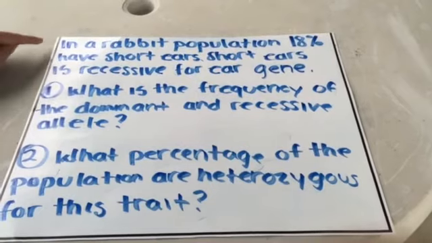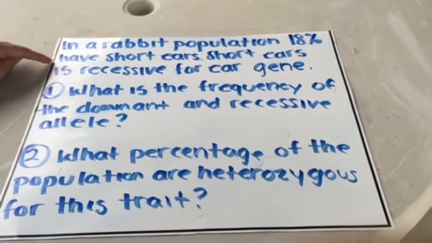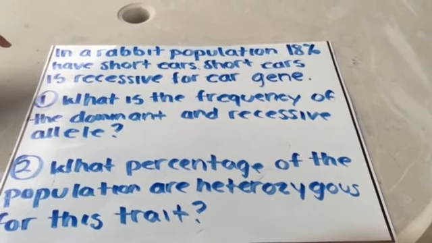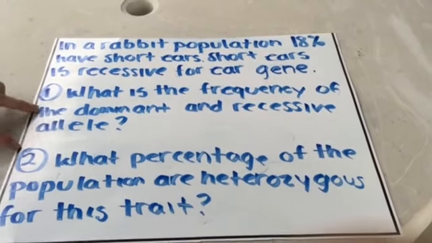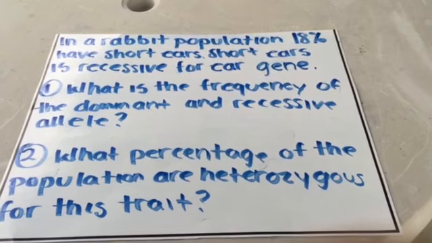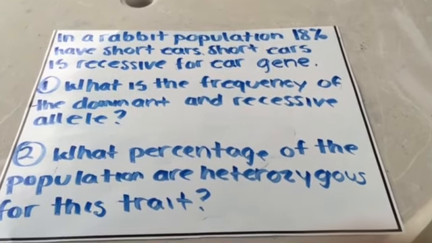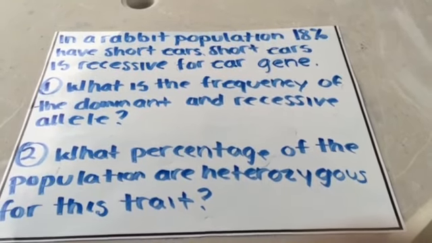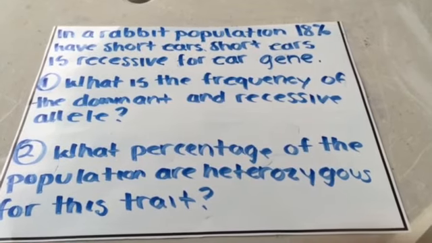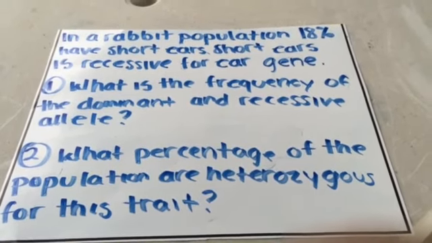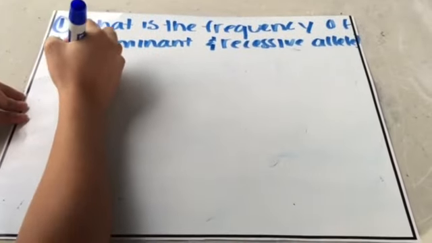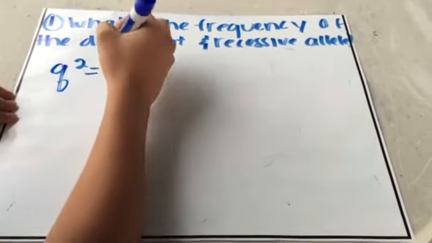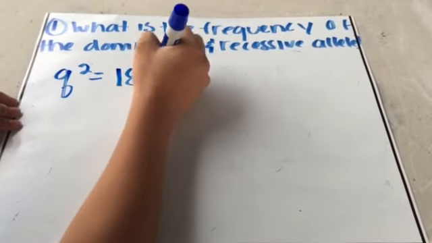So in a rabbit population, 18% have short ears, and short ears is recessive for the ear gene. Now we're going to solve these two questions. Number 1, what is the frequency of the dominant and recessive allele? And number 2, what percentage of the population are heterozygous for this trait? Okay, so we know Q squared is 18%.